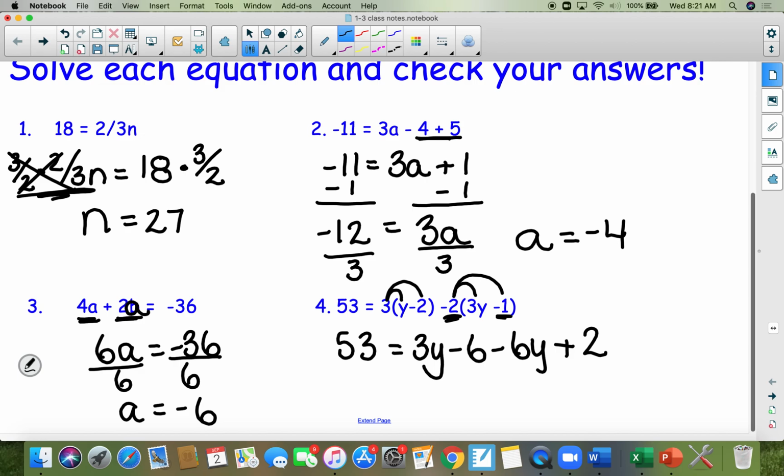The older you get, like I teach calculus, a lot of times in calculus, they get something wrong because of the little positive and negative signs. So be careful and go slow. What I'm going to do now is leave the 53. 3y and negative 6y are similar terms, or like terms, which makes a negative 3y. A negative 6 plus a positive 2 makes a negative 4.